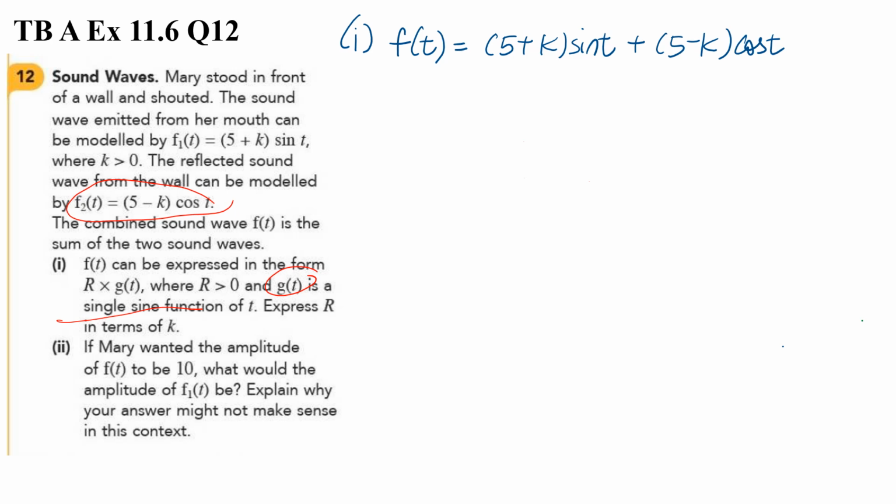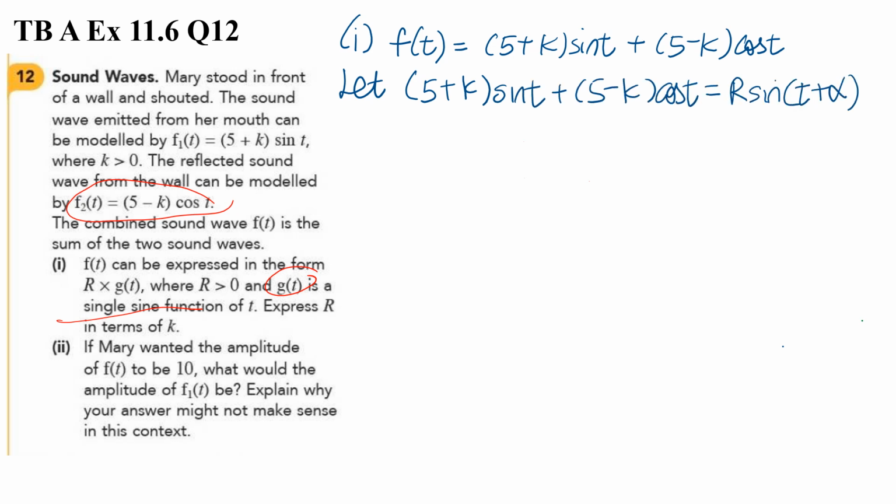And also you are given the hint here already. Where is the hint? The hint given to you is that you can actually combine them into this form where your g of t is a single sine function. So only your R formula allows you to express it as a single sine or single cos function. Okay, so that gives you the hint already. So we're going to let (5 plus k) sine t plus blah blah blah equals R sine (t plus alpha).